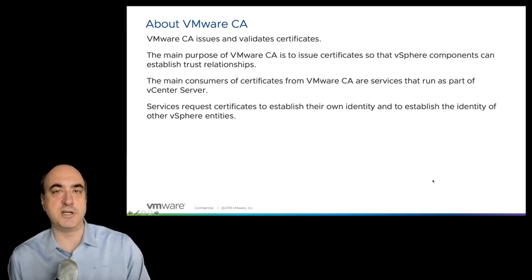So this first one is called the VMware CA, or sometimes known as the VMware Certificate Authority, or in some cases the VMCA. Again, what is this? This is the service whose job is to be a mechanism to issue certificates, so all the different vSphere services have a single source to set up trusted configurations.